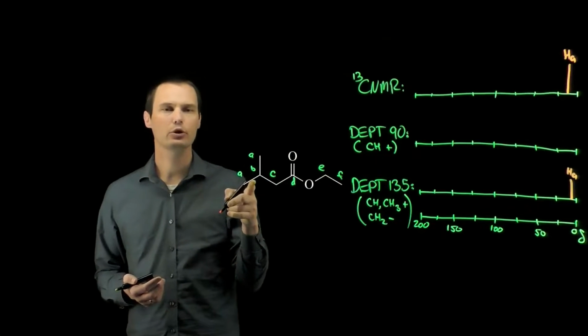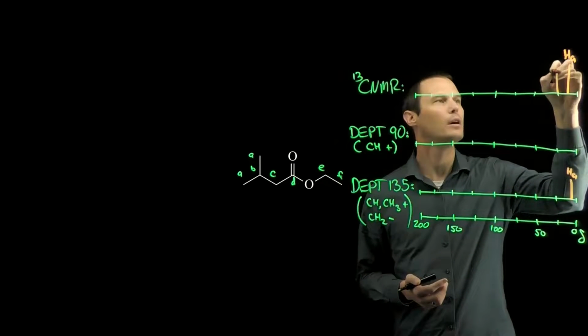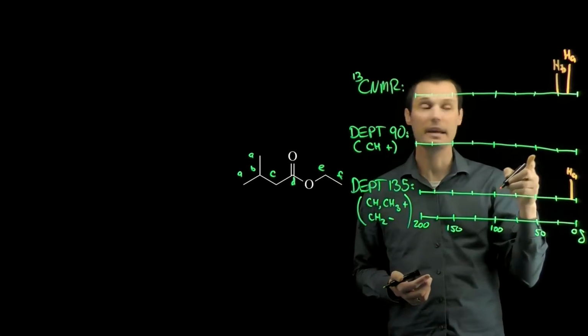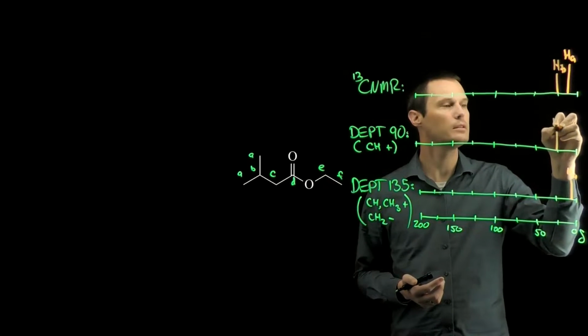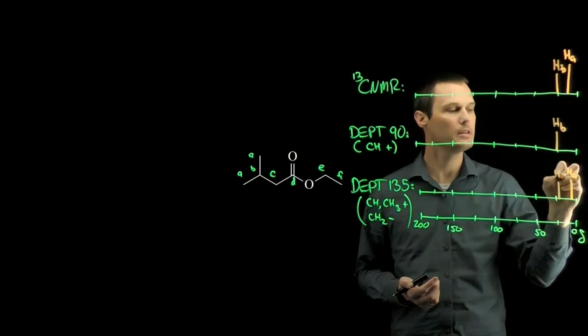Carbon B is a CH group. It's also an alkyl type carbon. So carbon B will also be here on the right side of the spectrum. It is a CH group, so it will show up in the DEPT 90. And as a CH group, it will be a positive signal in the DEPT 135.